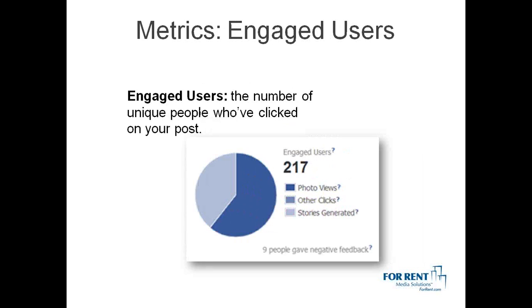The next metric is engaged users. That's the number of unique people who have clicked on that post. Reach is different, where people are exposed to the post within 28 days of the initial post. Engaged users refers to people who have actually clicked on the post. Again, there are different types of posts. You have your photo views, other types of clicks, and stories generated that are new to the Facebook timeline format. Also, it tells you people who gave negative feedback, and again, over all of these question marks, you can hover over each of them, which I'll show you, and it explains each of those metrics a little bit further in depth.